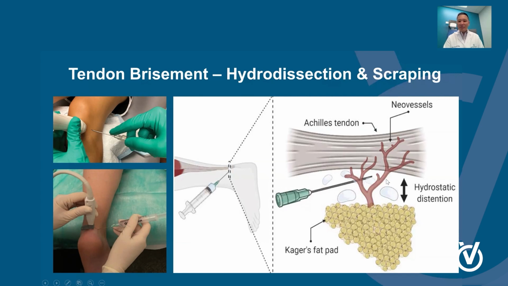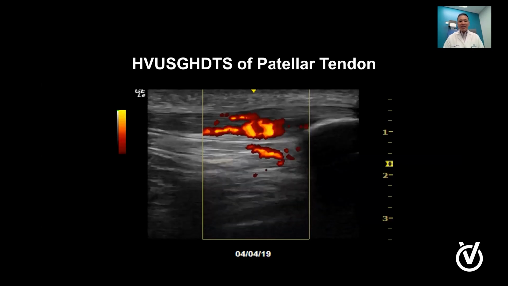You can see this needle being introduced between the Achilles tendon and the Kager's fat pad in order to inject fluid in order to separate those two, the fat pad and the tendon, as well as using the needle to perhaps disrupt or break up those blood vessels and nerves. So here's a video showing what that might look like.